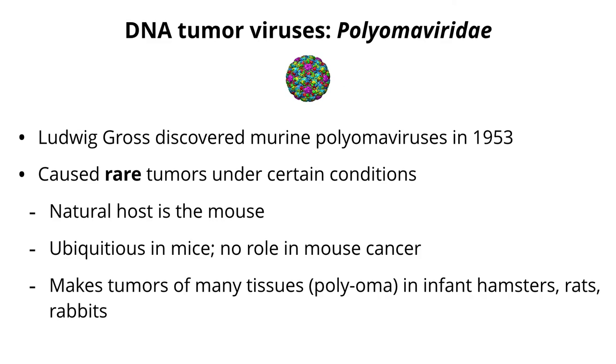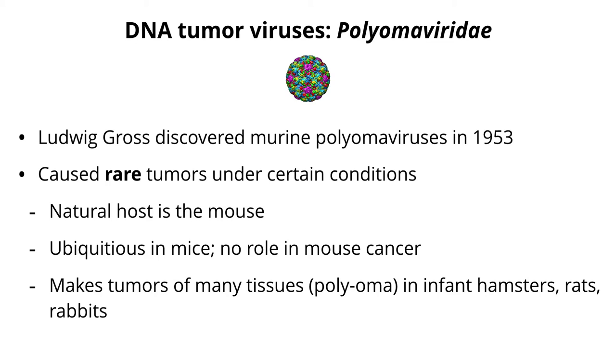In 1953, Ludwig Gross discovered some polyomaviruses that caused transformation of mice. They caused tumors under rare conditions. So the natural host of these viruses is the mouse. They're called murine polyomaviruses. And in every mouse in nature, they have these viruses. They don't cause cancer in mice.